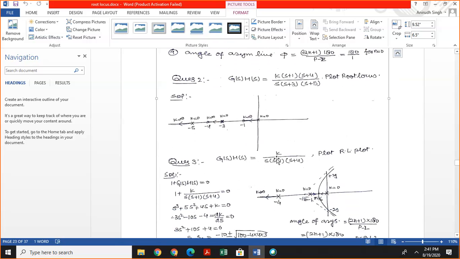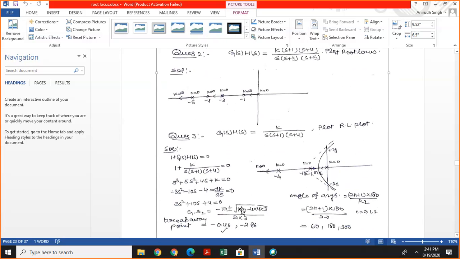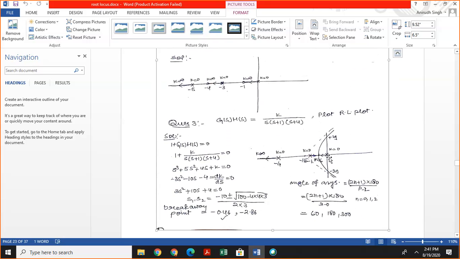Next question. G(s)H(s) is given by K divided by s(s plus 1)(s plus 4). Plot the root locus. There are 3 poles and no zeros. It means that there are 3 branches, and the poles are located at s is equal to 0, at s is equal to minus 1 and at s is equal to minus 4.